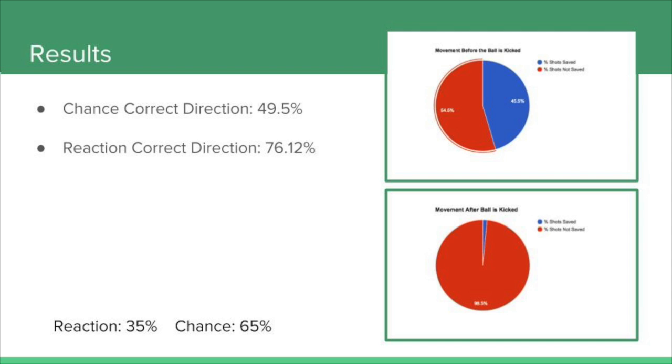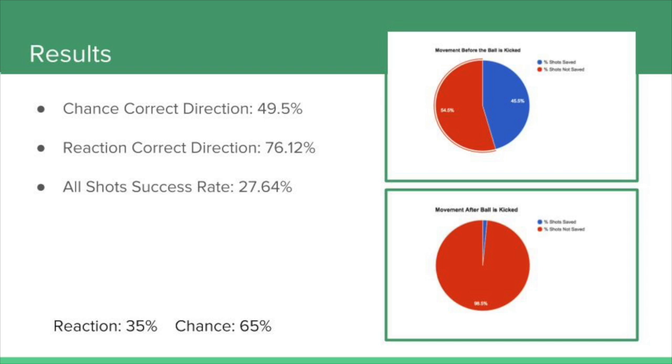On the other hand, the reaction method reported a much higher percentage of 76.12%. This number is expected since the whole purpose of reacting to the ball is to increase the likelihood of diving in the correct direction. So if anything, this number should actually be higher.